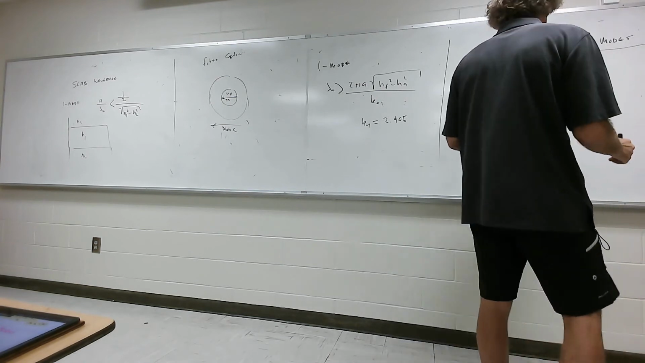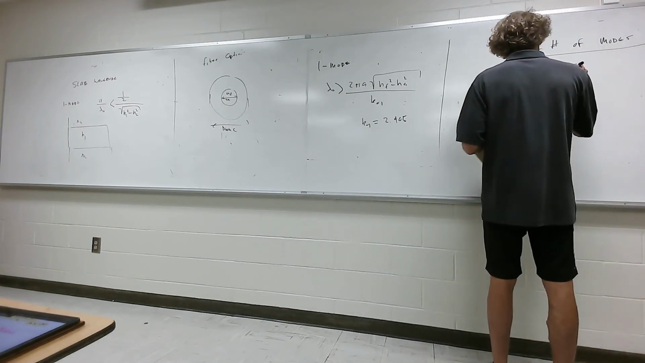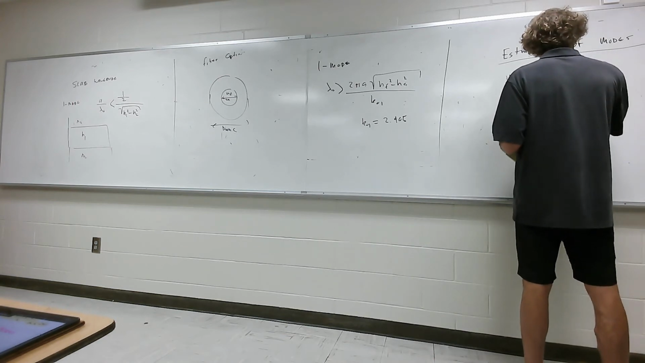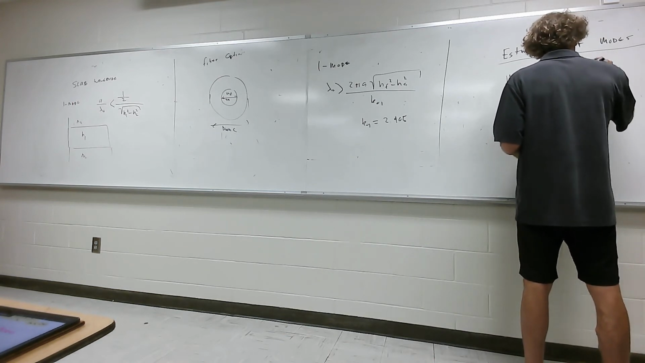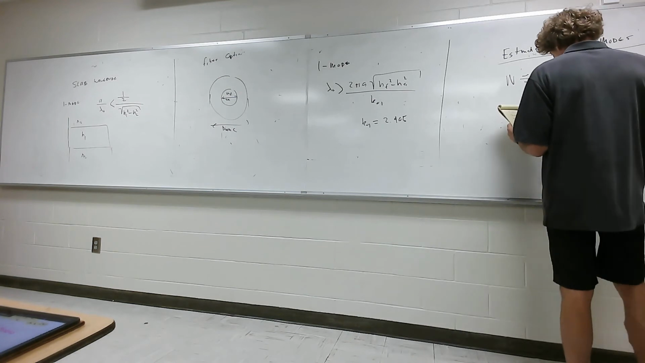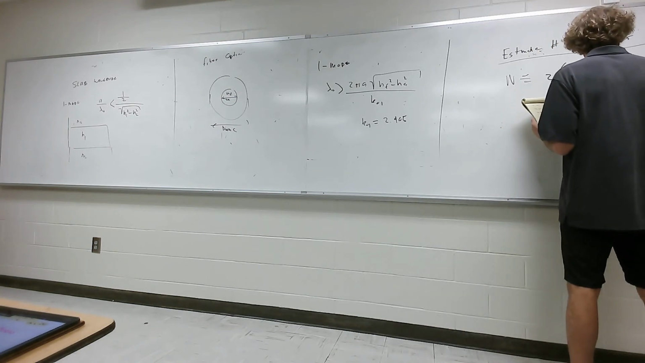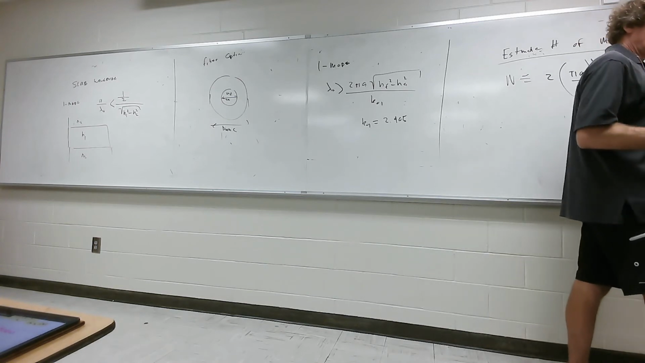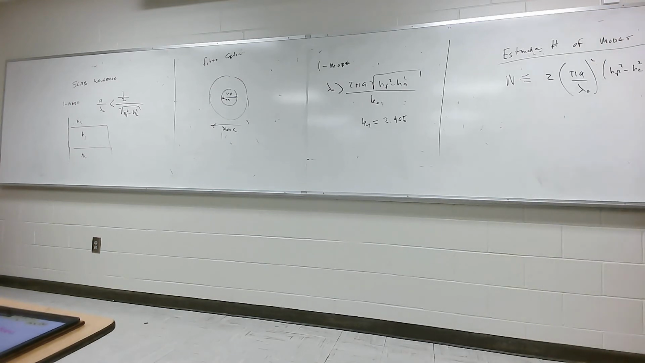there's a couple of ways. This is probably as good as any. It's 2 over, and he has it over pi a over lambda naught squared, and then it's going to be times nf squared minus nc squared. That's the number of modes that actually are going to be present. An estimate of it.